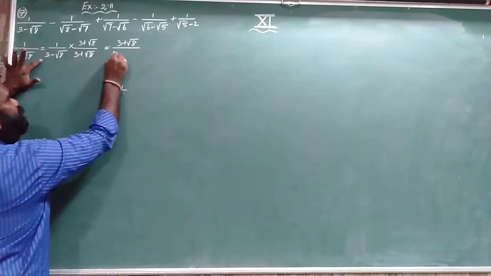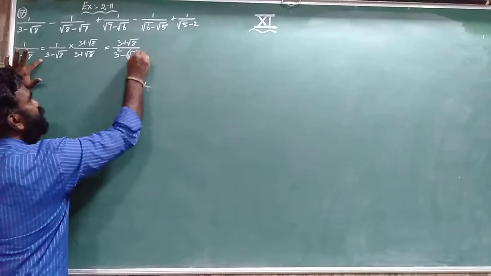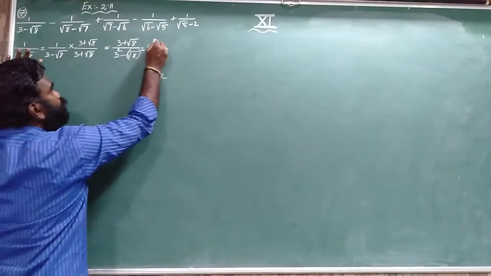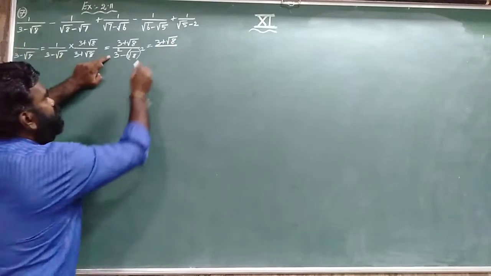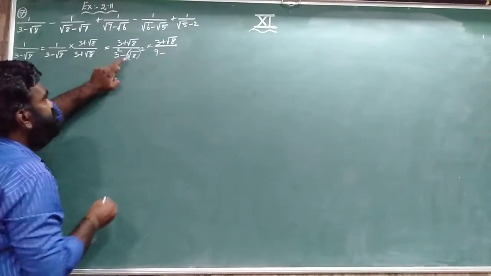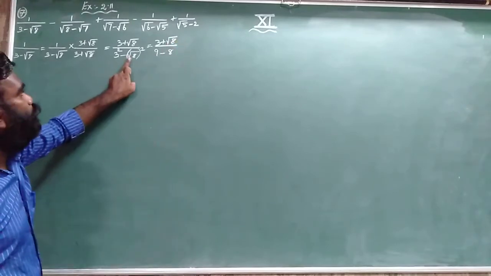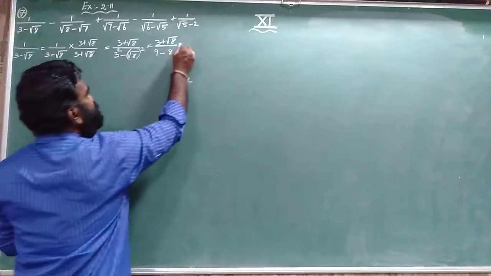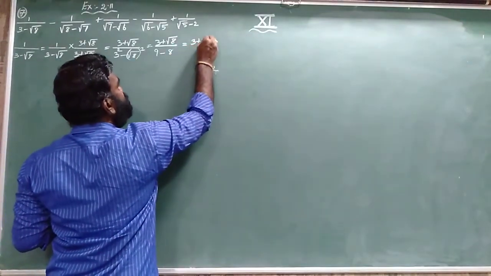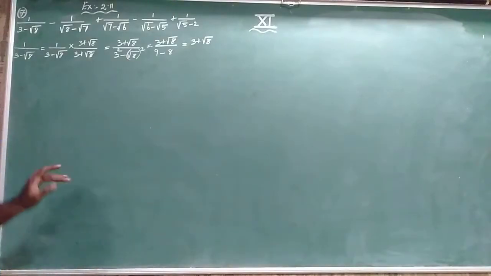What is the formula? a square minus b square. So the numerator is 3 plus square root of 8, divided by 3 square, which is 9, minus square root of 8 the whole square. Square and square root get cancelled, therefore 8. So the answer is nothing but 3 plus square root of 8, since 9 minus 8 is 1. We don't need to write it, leave it as it is.